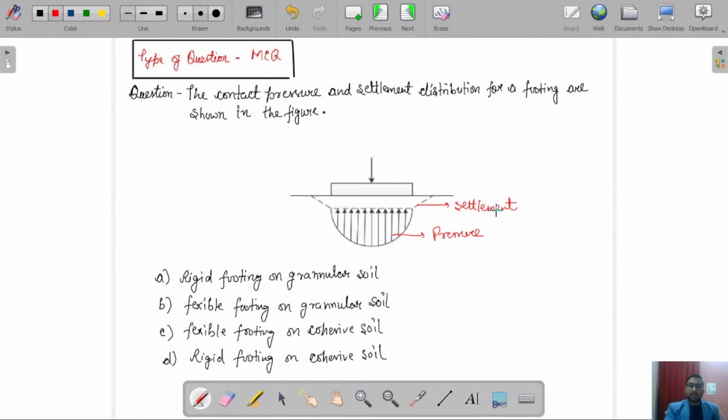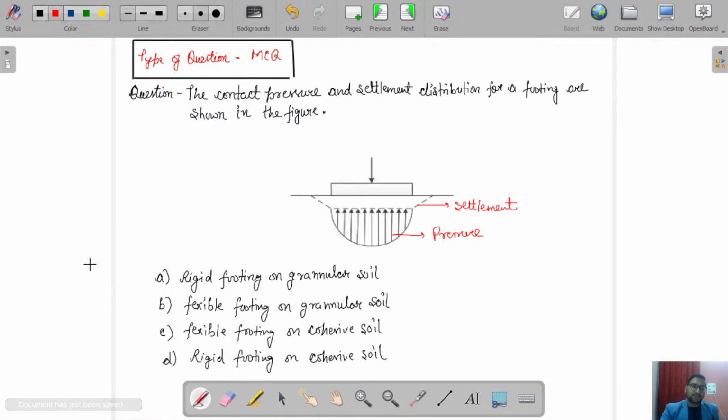You have to answer for which type of soil this distribution is correct, or what this distribution is representing: rigid footing on a granular soil, or you can say cohesionless soil, or flexible footing on granular soil, flexible footing on cohesive soil, or rigid footing on cohesive soil. Try to answer this one.